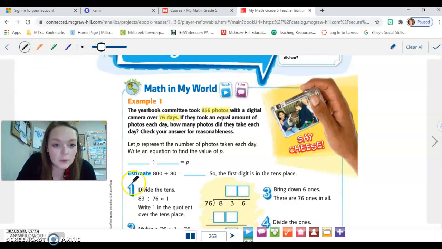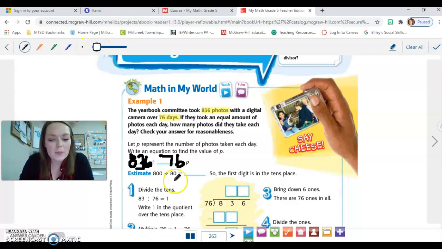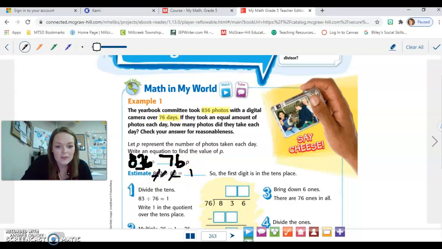Okay. We have 836 divided by 76. For this, we're going to estimate. We have 800 divided by 80. We can do this just by looking at it. We look at our first two numbers. How many times does 80 go into 800? One time. Cross that out. What do I have left? 1, 0, 10. So 800 divided by 80 gives us 10. So we want our answer to be close to 10.